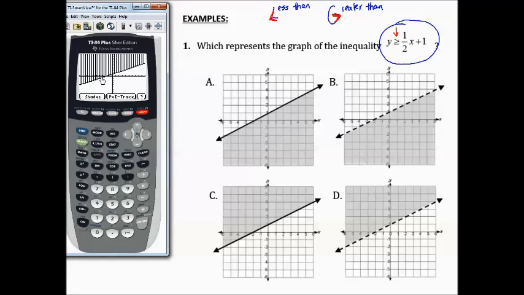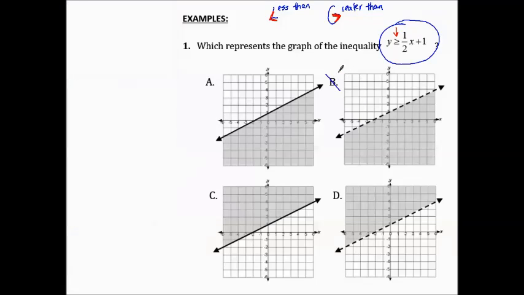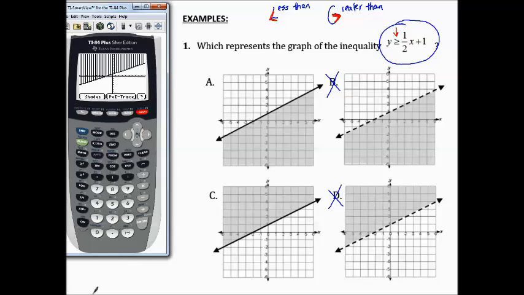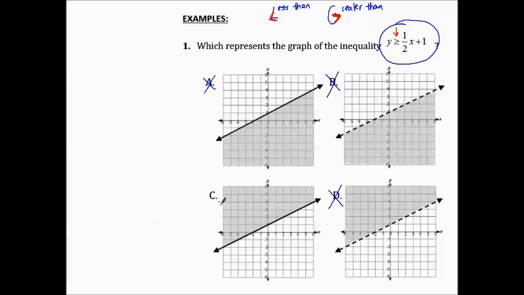All you have to do now is hit graph and match your line with one of these four graphs. Notice that this graph shows solid. If it were dashed, the calculator would show that, but it does not show dashed. It shows a solid line. So we're not going to be picking either option B or option D because those are dashed. And it has the shading above the line, not below the line. So A is not an option, and our option is C.